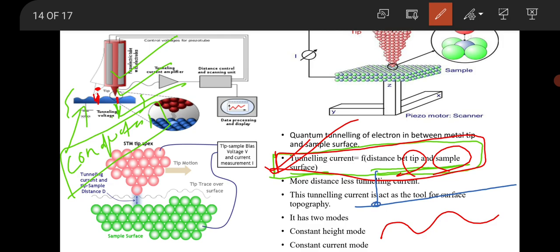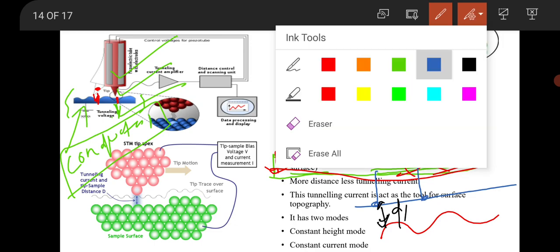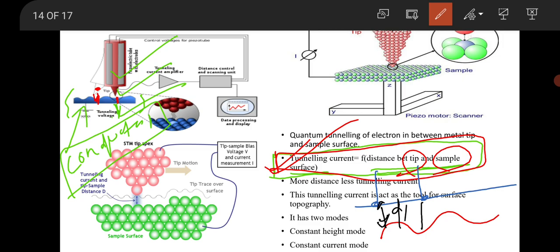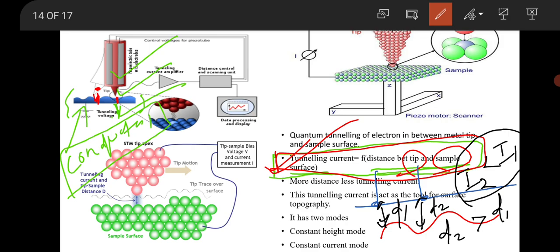Suppose your tip is here, so the distance between the material surface and the tip is d1. Now your tip is coming to this point, so the distance between the metal tip and the sample surface is d2. It is clearly observable that d2 is greater than d1. So the tunneling current I2 for d2 will be less than I1. This tunneling current indicates how much separation there is between the metal tip and the sample surface.